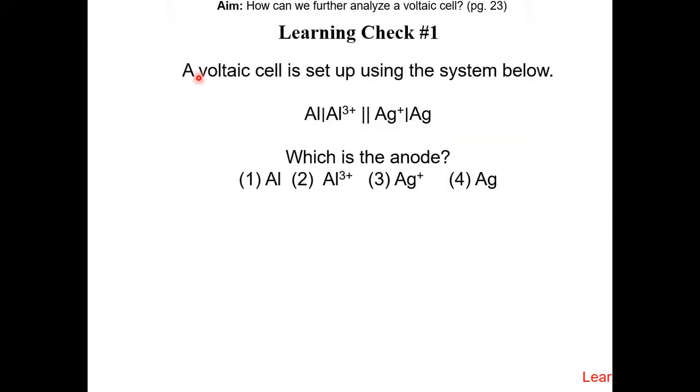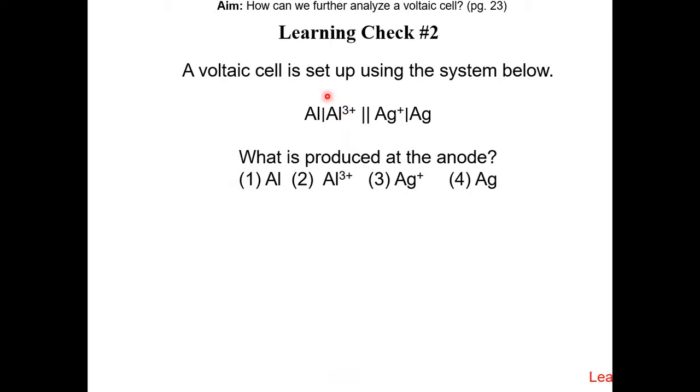Learning check number 1. A Voltaic cell is set up using the system below. Which is the anode? Pause the video, resume as completed. The anode is written on the left. Aluminum is being oxidized to aluminum positive 3, so the answer is choice 1.